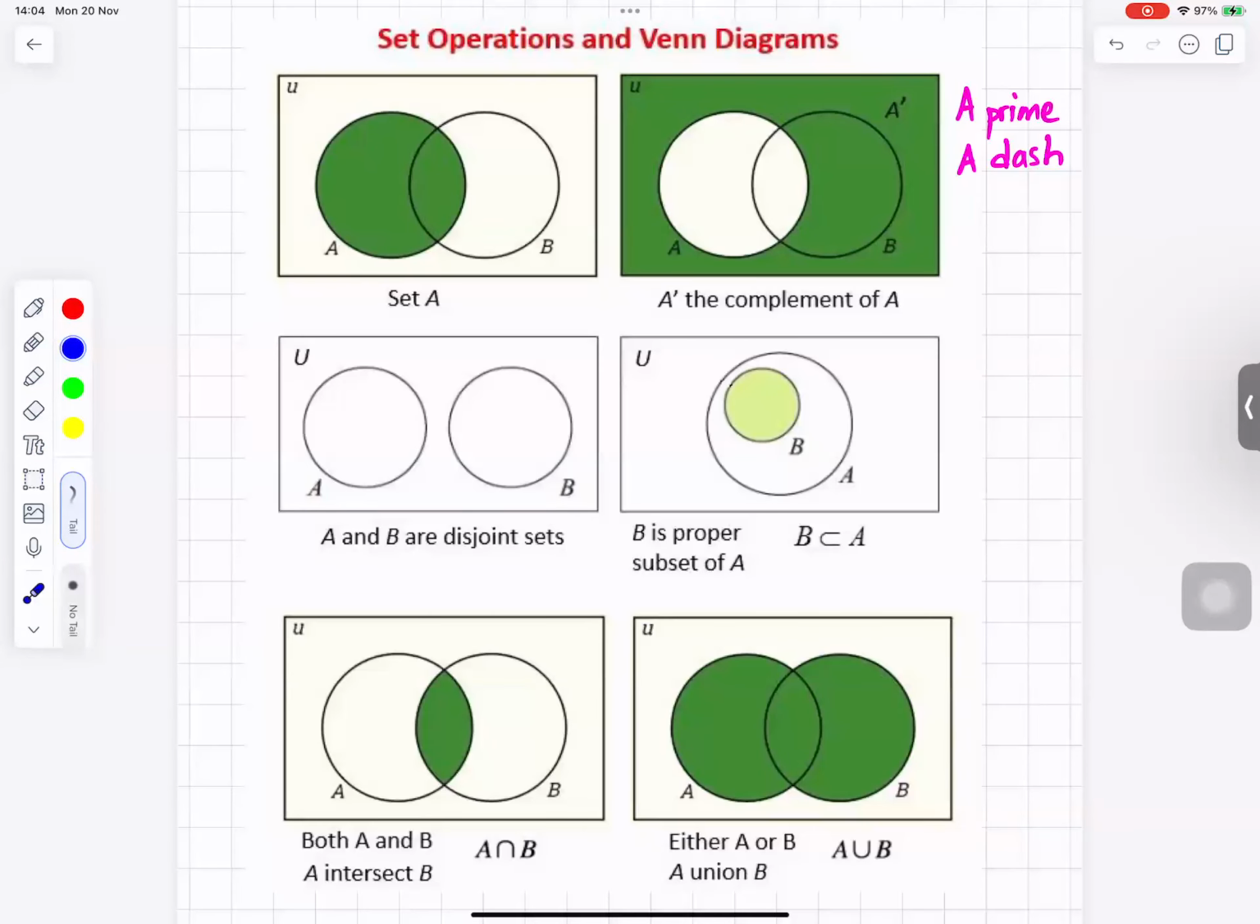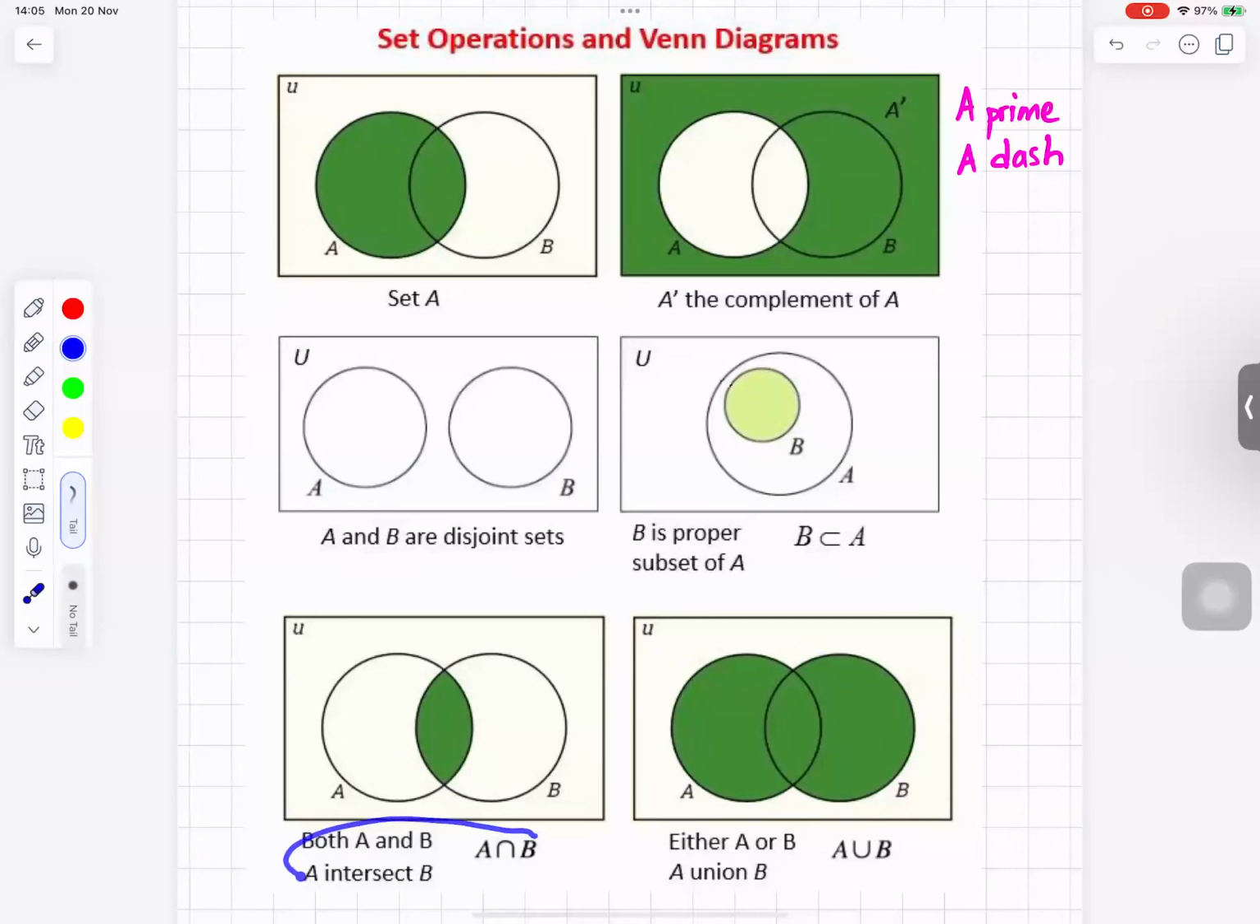These are some pictures about set operations and Venn diagrams, which you should be familiar with. The green means the set A, everything is set A. This next one, the green outside, means everything which is outside A, because A is not colored. Everything outside A is called the complement of A, and they write it as A with that little dash symbol. Sometimes they call it A prime. That means everything outside A. Very important to note that one.